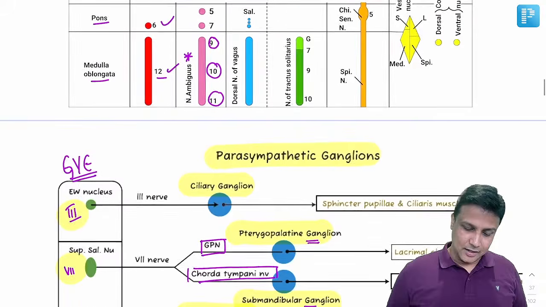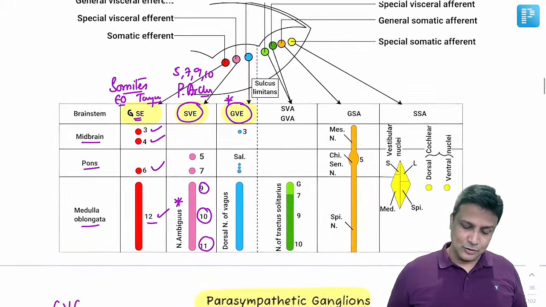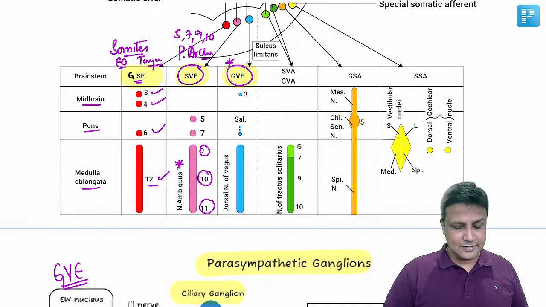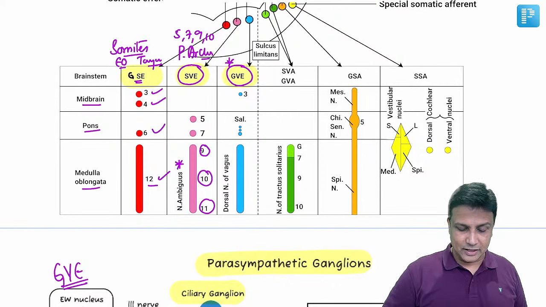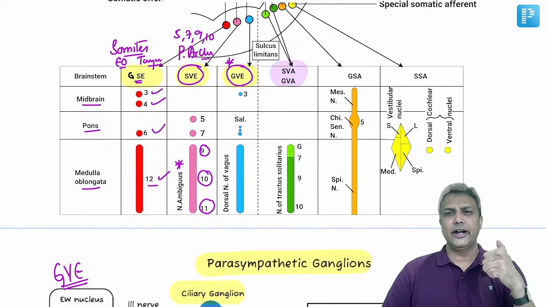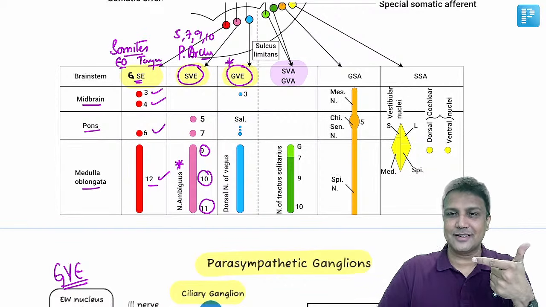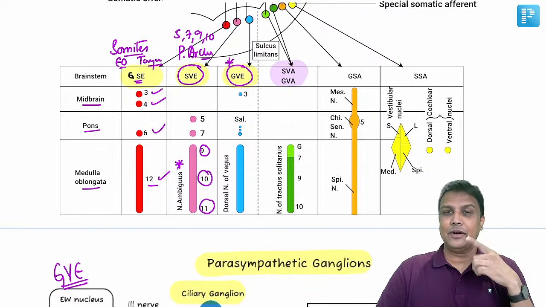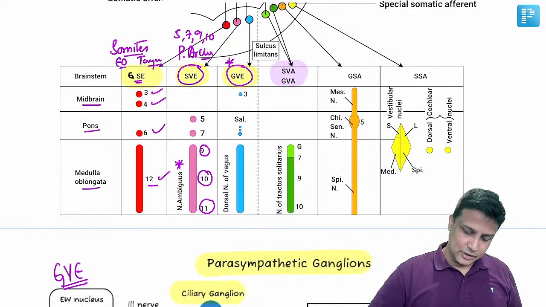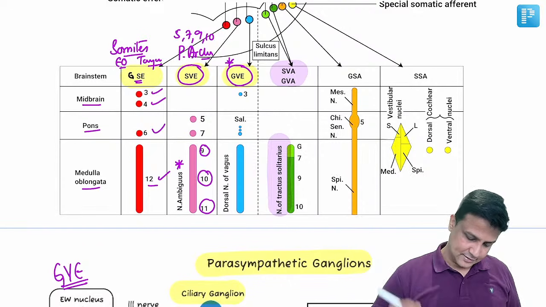Perfect. Now coming back to the sensory nuclei here, the sensory columns. In the sensory column, again the same thing, it will be like a mirror image here: SVA and GVA, special visceral afferent and general visceral afferent. It is about the special sensation and general sensation from the tongue. And from the tongue, the special and general sensation will finally be coming to the nucleus of tractus solitarius.